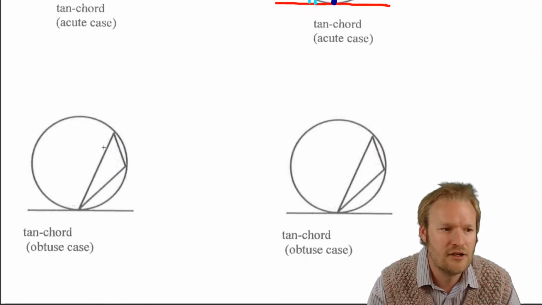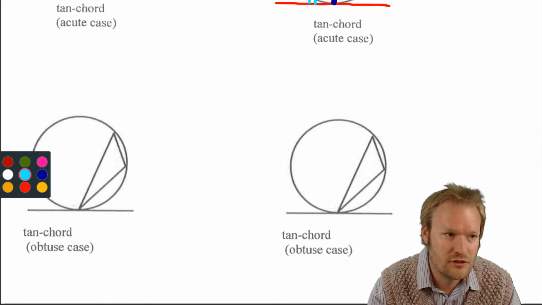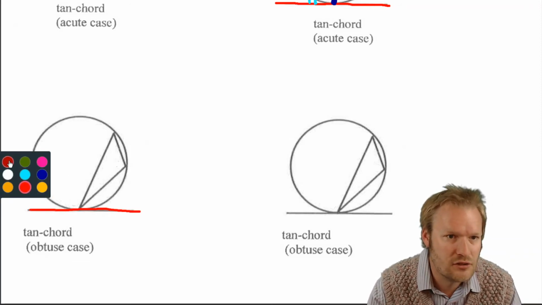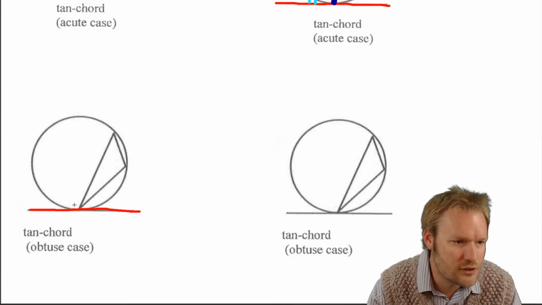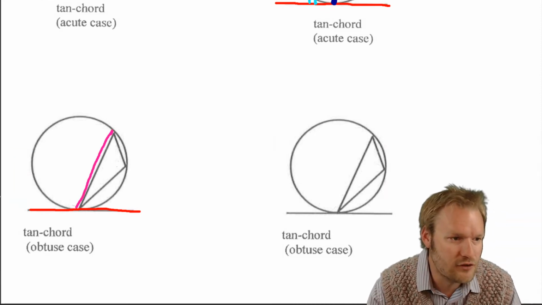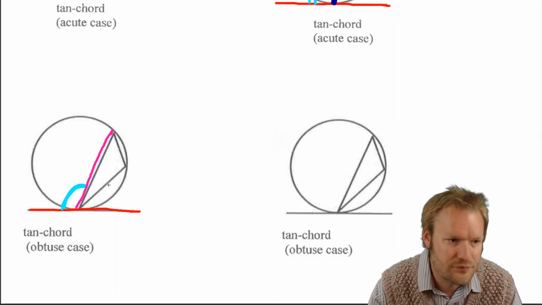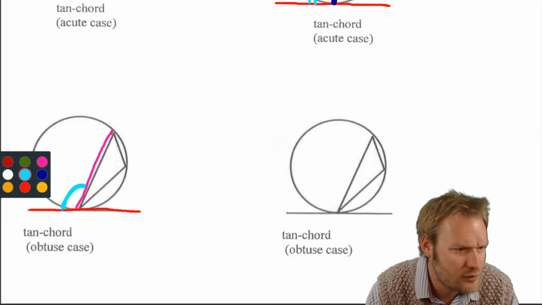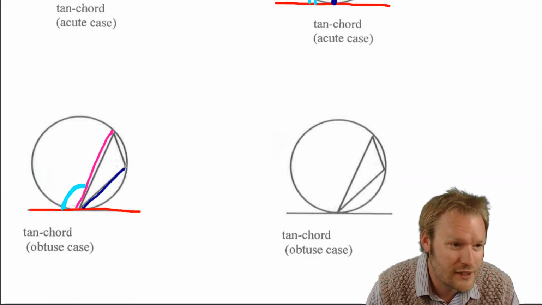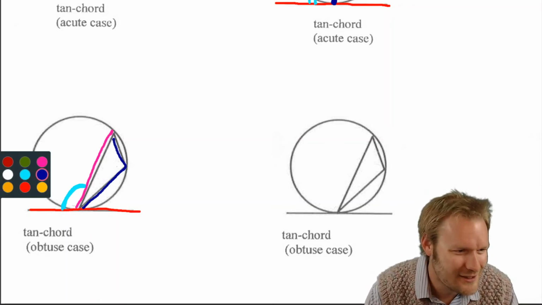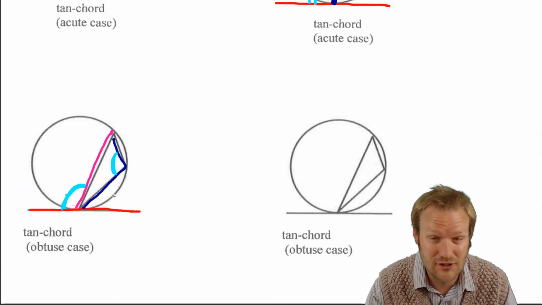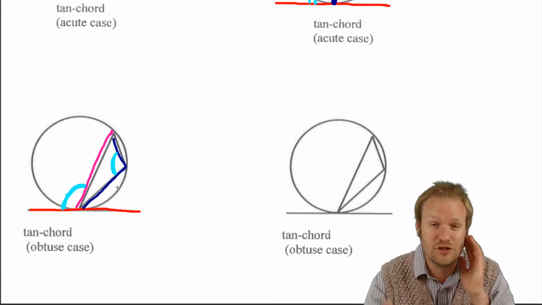And the same applies if it's obtuse. So we can still have a tangent and there's the chord here. We've got an angle between the tangent and the chord, and we can go across to the other side, and across to here. So that angle is equal to that angle. It doesn't matter that it's obtuse.